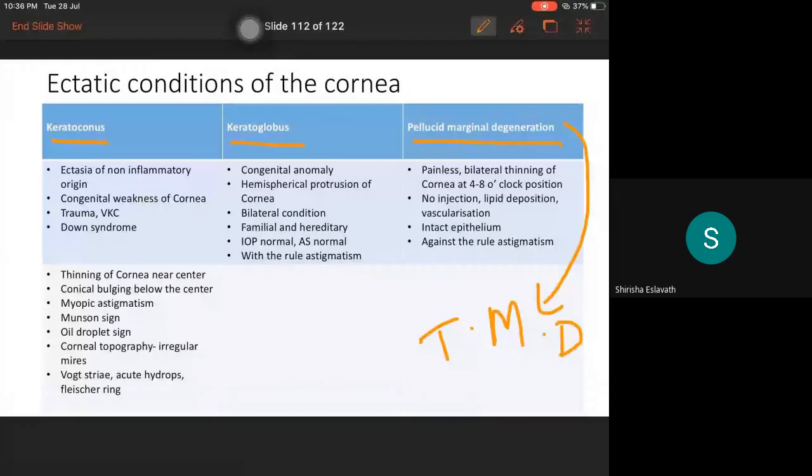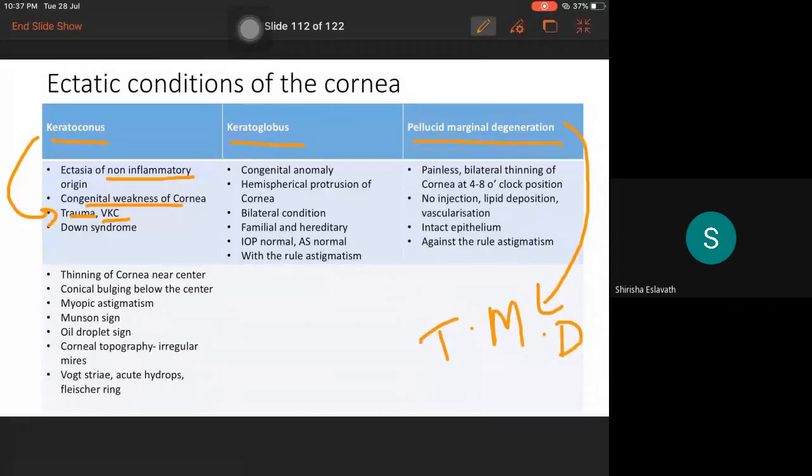In general, ectatic conditions of the cornea are non-inflammatory in origin. It's basically due to congenital weakness of the cornea. Keratoconus in specific is due to trauma, VKC. What is VKC? Vernal keratoconjunctivitis, an allergic condition where kids or whoever have a tendency to rub their eyes. Rubbing of the cornea causes microtrauma to the cornea, and because of the trauma, that can induce the ectatic lesions of the cornea.